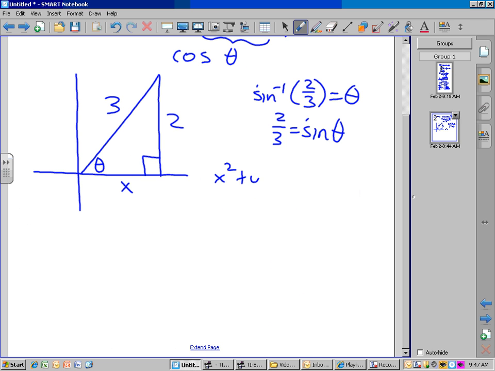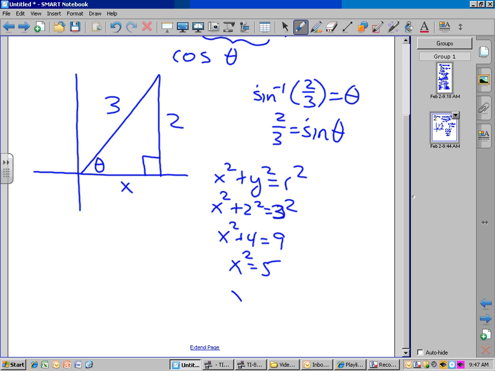x squared plus y squared equals r squared. x squared plus 2 squared equals 3 squared. x squared plus 4 equals 9. x squared equals 5, so x equals the square root of 5. I want to know what the cosine of theta is. What is the cosine of theta? Square root of 5 over 3.